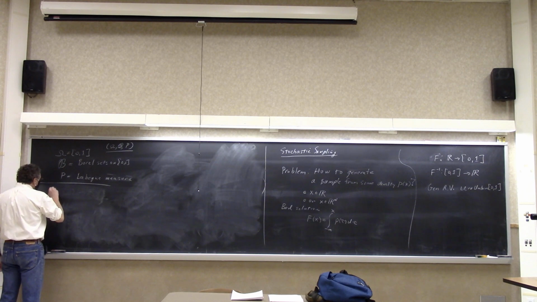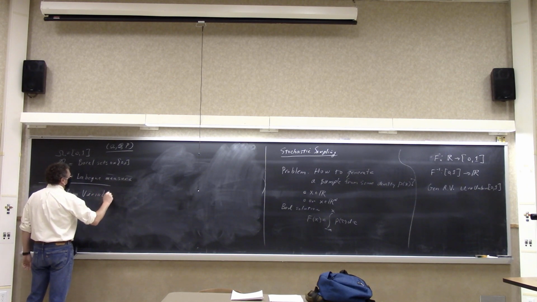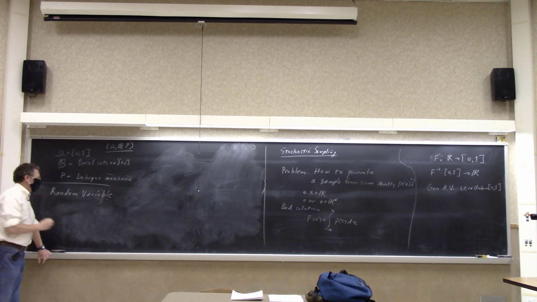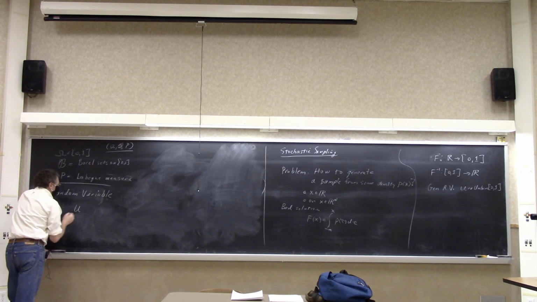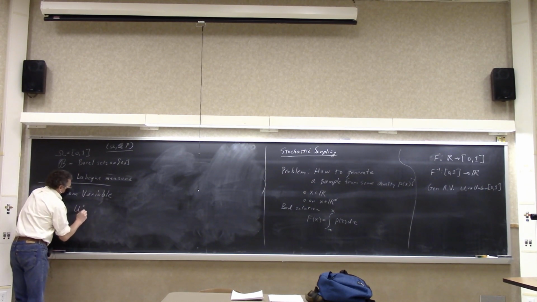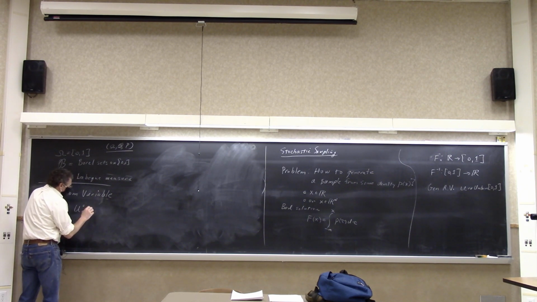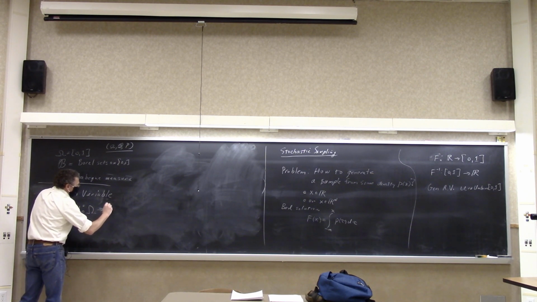Okay, so random variable. What is a random variable? A random variable is any, I'm going to say any, technically speaking that's not true, but for all intents and purposes in this class, it's definitely true. It's any mapping from omega to R.